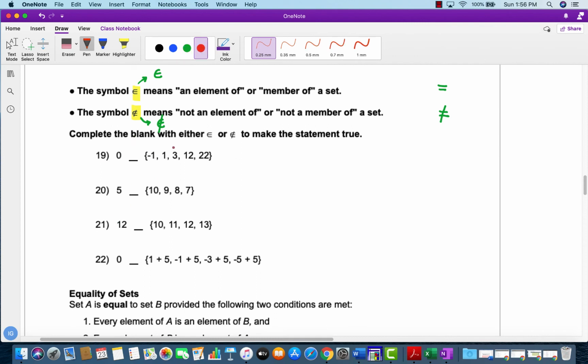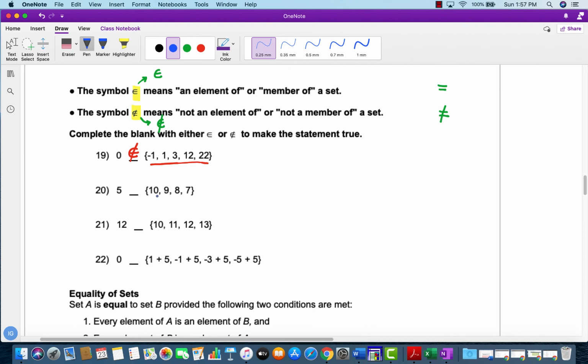It says complete the blank with either an element of or not an element of to make this statement true. So on the first one, is 0 an element of this set? Do you see 0 in this set here? Yes or no? If you do, then 0 is an element of this, but I don't see it, so it's not an element. So the little E with the line through it. Same thing here. You might want to pause the video and try the next 3. These are pretty easy. And check your answers.